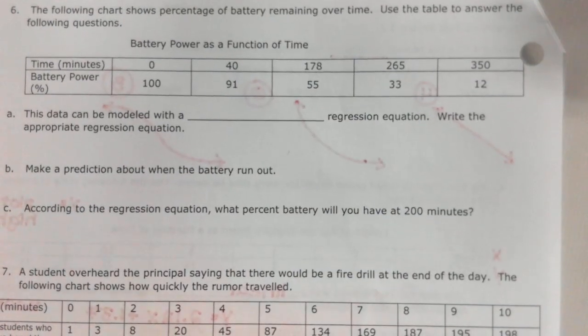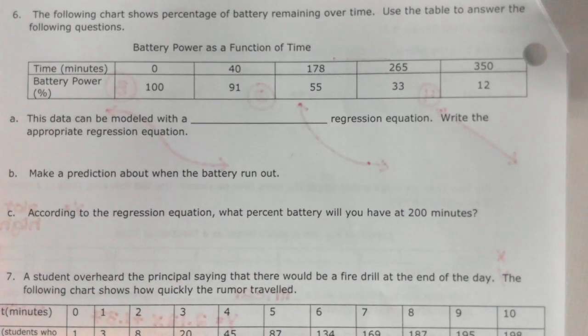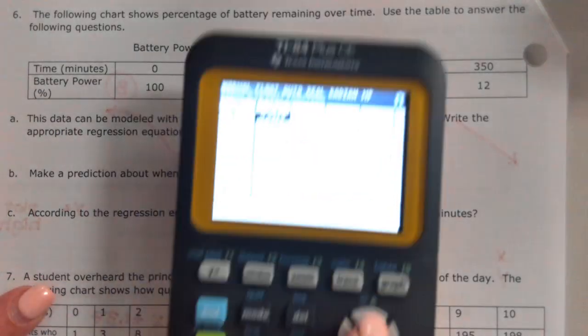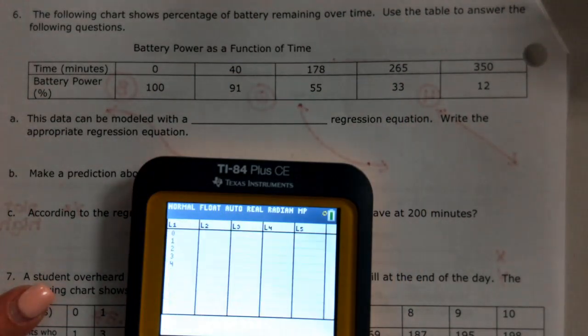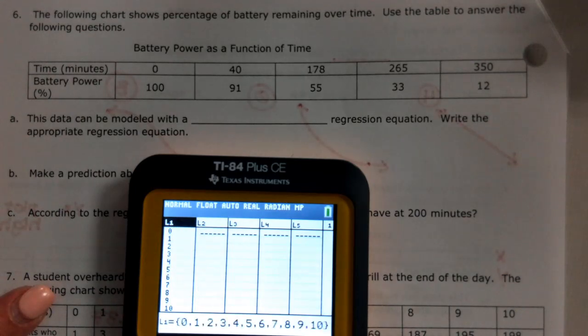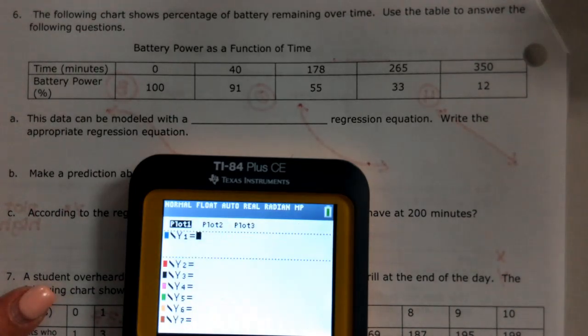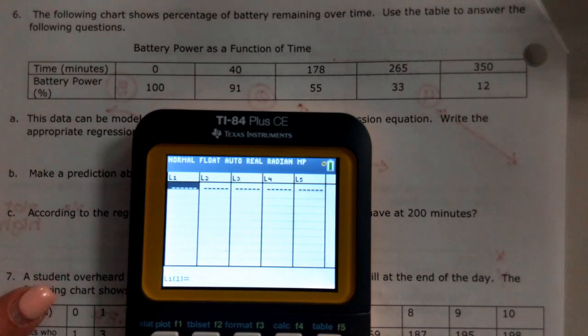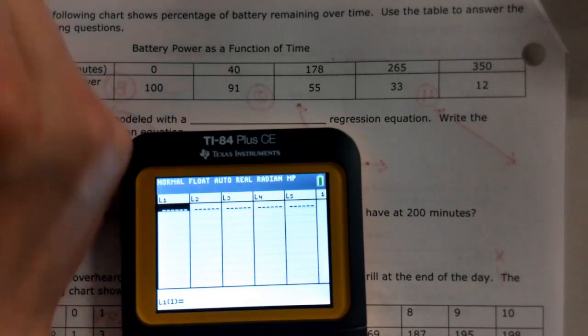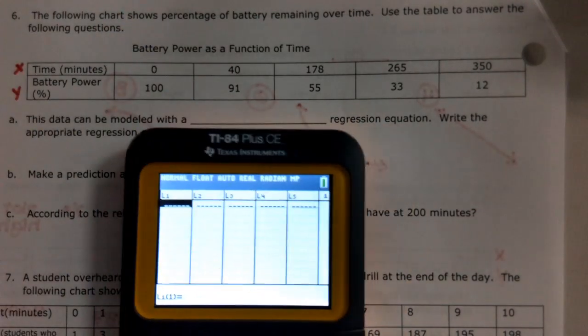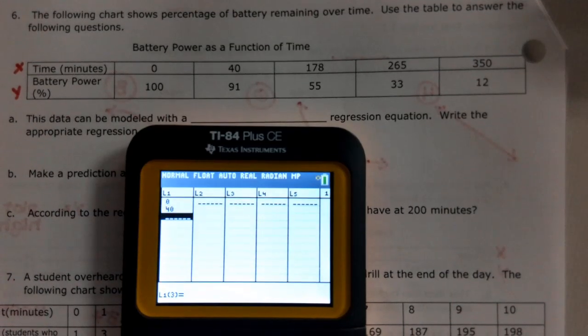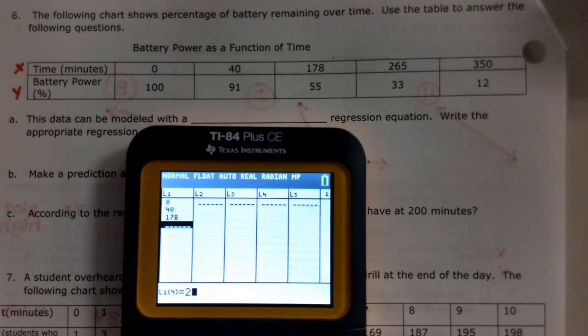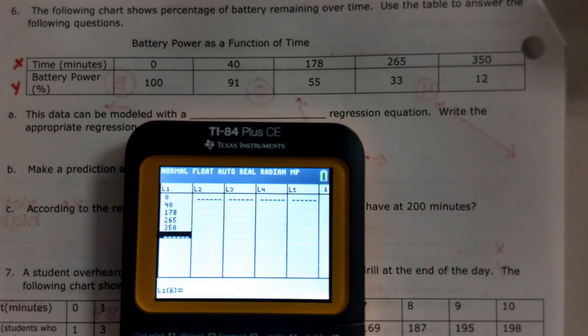All right, the following chart shows percentage of a battery remaining over time. Use the table to answer the following questions. So we have a new table. So going to Stat, I'm going to clear this out. Clear out my equation in Y1. And we're going to type in our new points. Again, the top is the X, the bottom is the Y. 0, 40, 178, 265, 350. 100, 91, 55, 33, and 12.